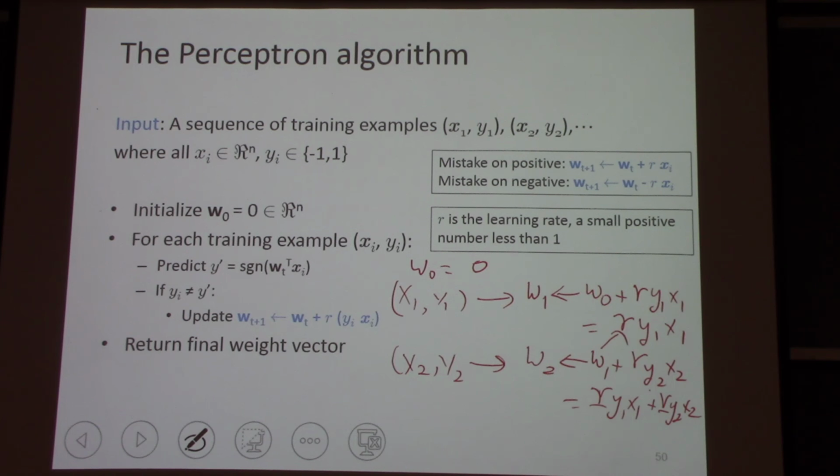Because at test time you're going to make a prediction. The way you make a prediction is you take the W dot product with the new example. And the sign of the dot product does not change if R is a positive number. Only the sign.